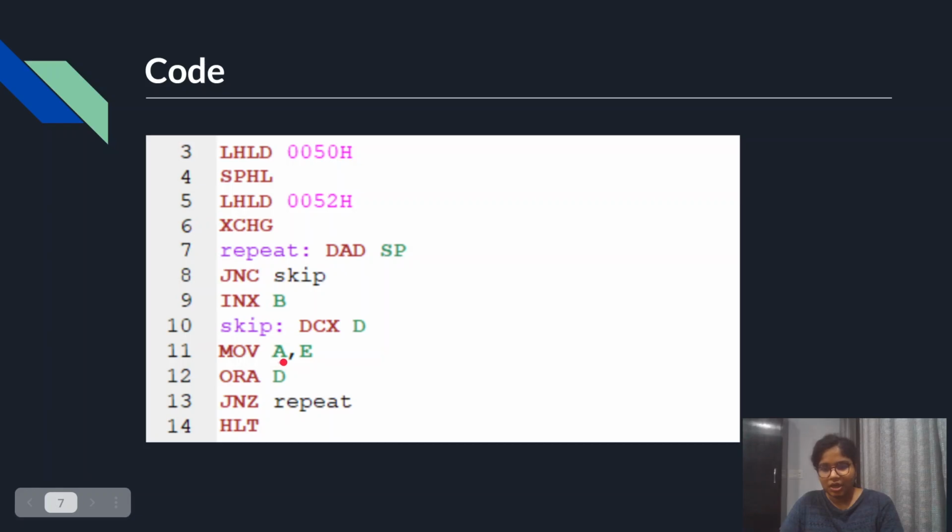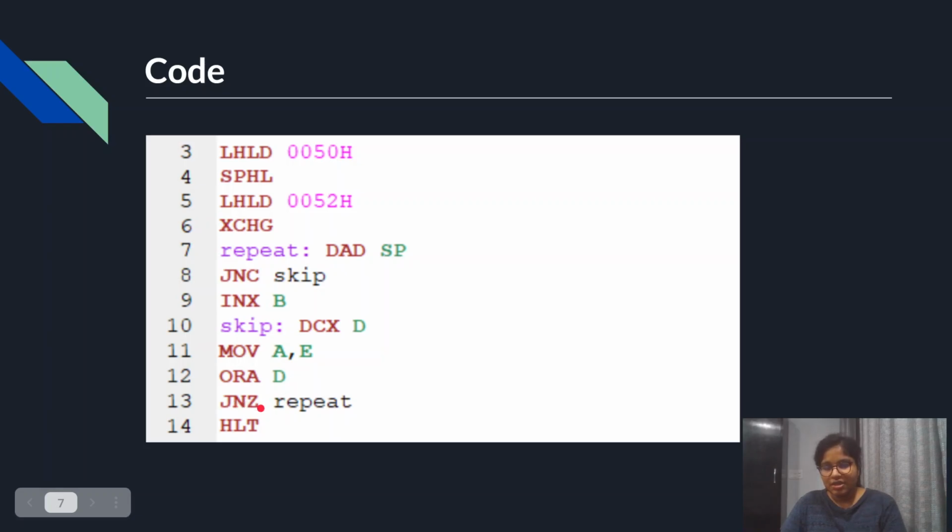The MOV A, E command will move the content of the E register into the accumulator. Then the ORA D command performs the OR operation on the accumulator A and the register D. The result of which will be 0 only when A and D are both 0. That is, its result will be 0 only when the value of the DE pair is 0.